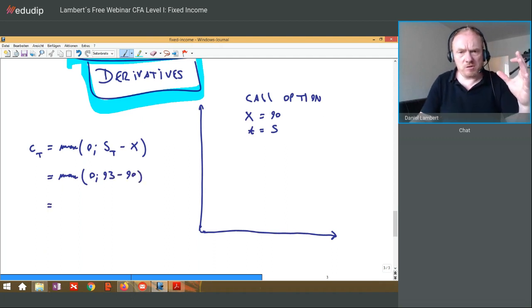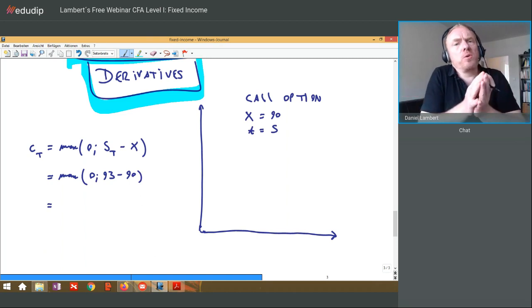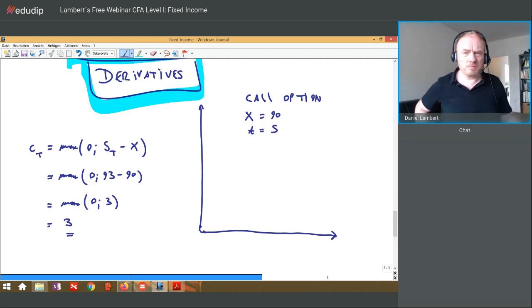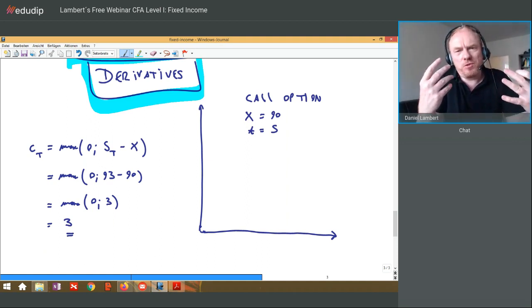So the exercise price is 90, and the call buyer has the right to buy the underlying at a price of 90. Provided that the price at expiration is actually 93, not 90, then we have the maximum of the two numbers, 0 and 3, which happens to be 3, of course. Why is this true?